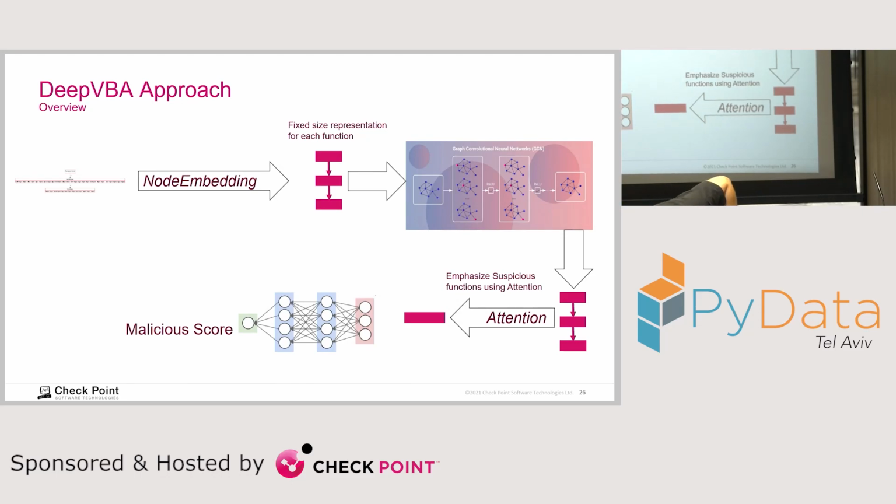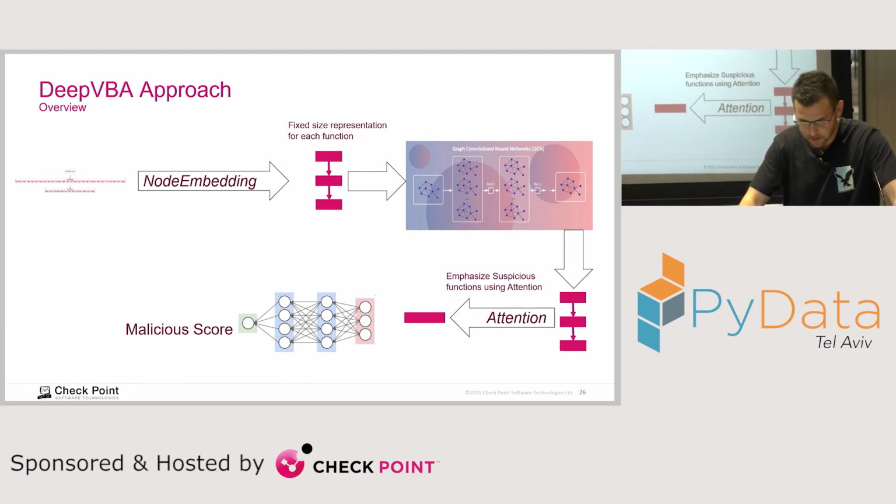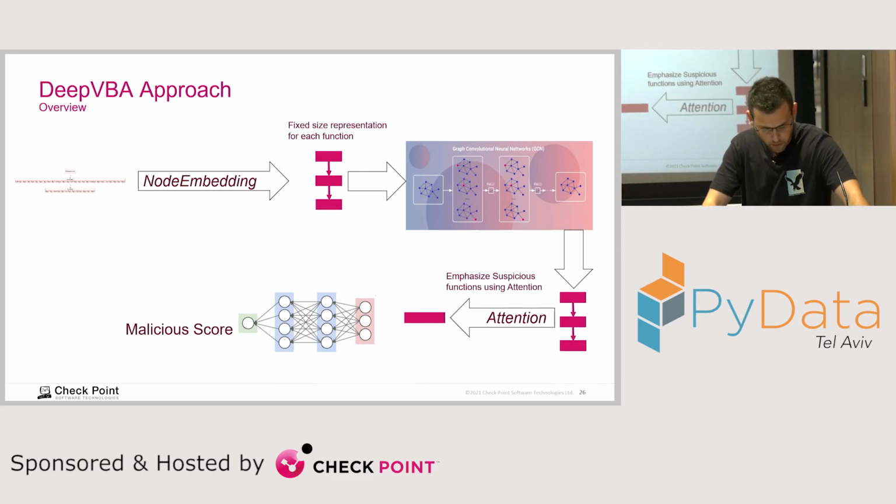So I talked about the node embedding model. There are a little bit more features to it. It's a bit more complicated than that, but I won't get into it. So after the node embedding basically ran on our call graph, we now have a fixed size representation for each function.